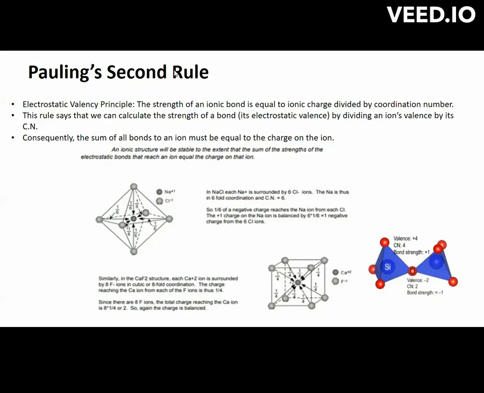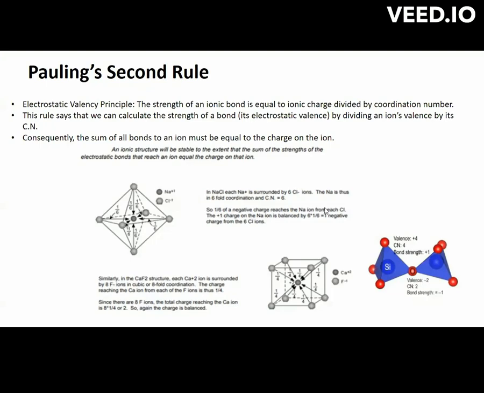Now with the second rule, we call this the electrostatic valency principle, which states that the ionic structure will be stable to an extent that the sum of the strength of the electrostatic bonds that reach an ion equals the charge of the ion. It seems complicated, but it's not. Please stay with me, and you're going to understand what we're talking about.